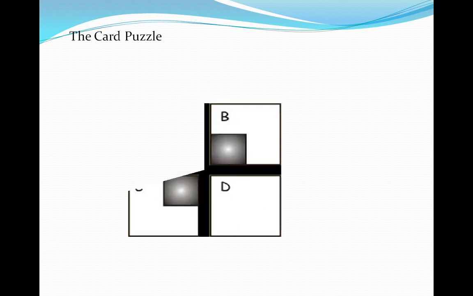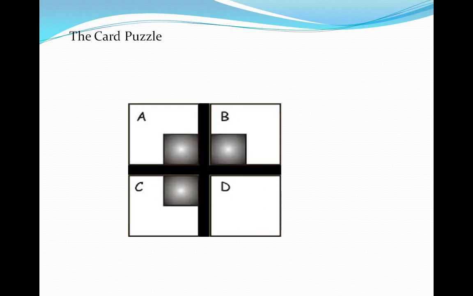Now there is a next activity which consists of a card puzzle. There is a card which consists of a puzzle. Now look at here. On this card we can see that there are 4 squares. That means the square card sheet paper is divided into 4 equal parts, which are named A, B, C and D.